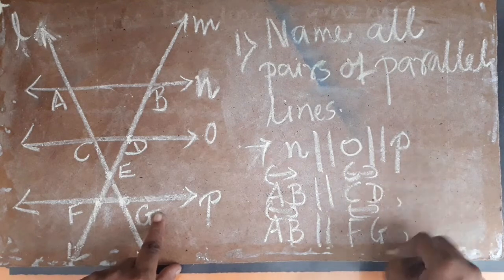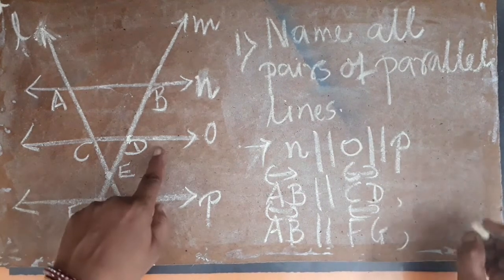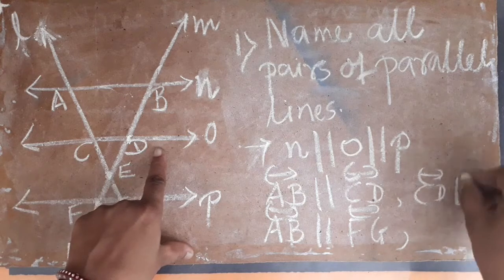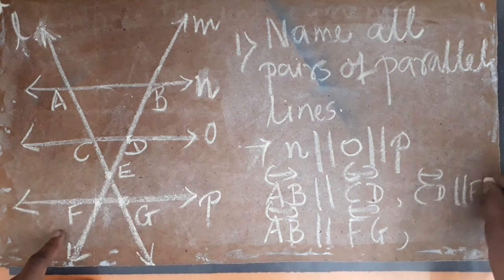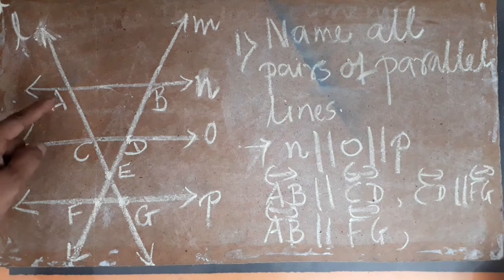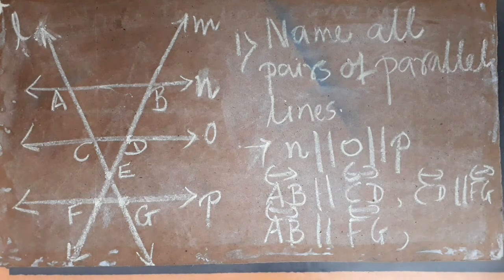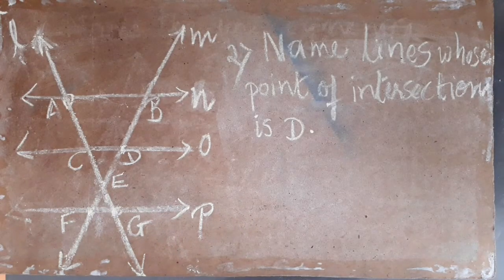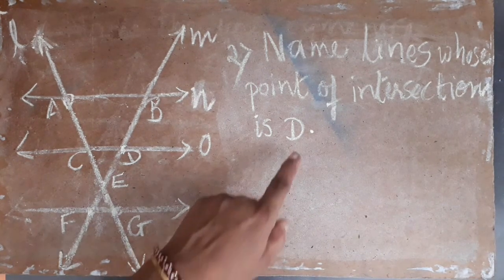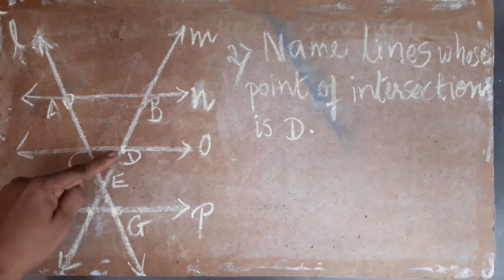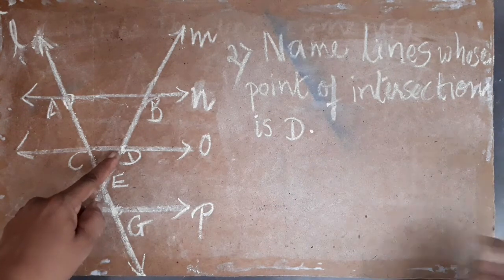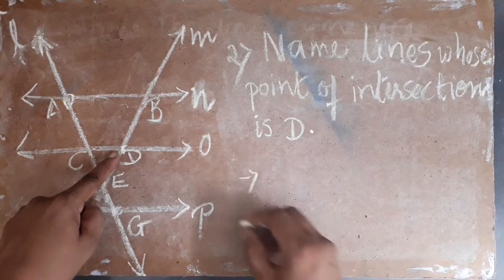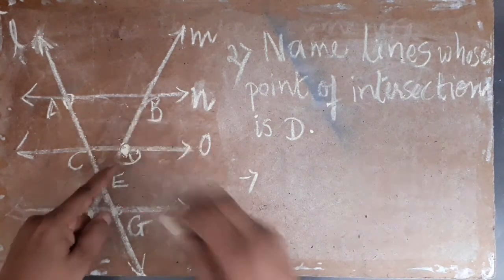Even I can write it as, say, line CD is parallel to line FG, and so on. Take any 2 points on the same line and write the name accordingly. Now consider this question. You have to name the lines whose point of intersection is D. So here point D is here in the figure.